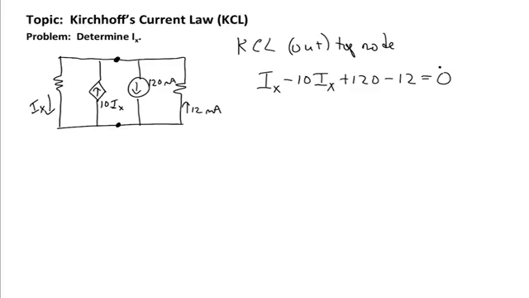So we have an equation which has only one unknown associated with it. It's I sub x. So if we solve for I sub x in this problem, then we end up with an I sub x equal to 12 milliamps.